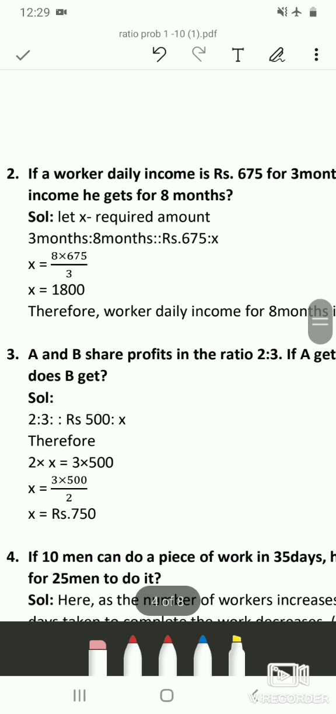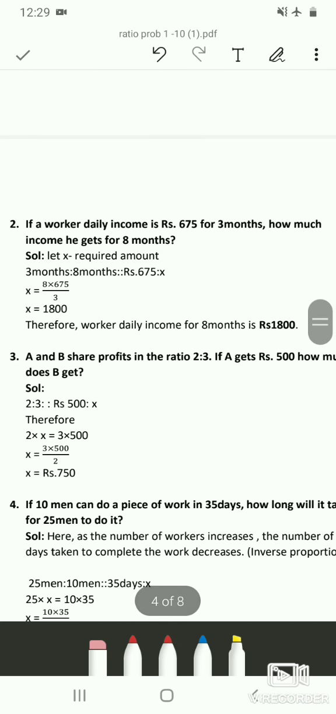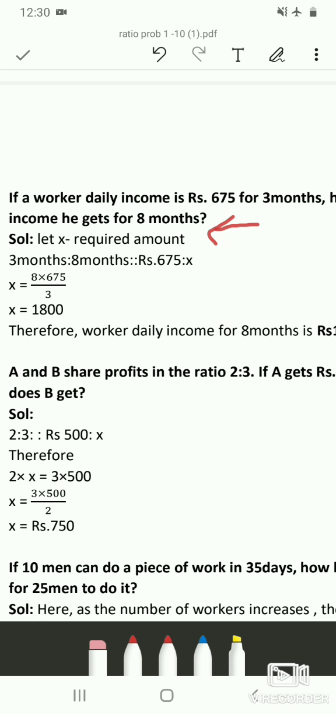So let's see the second problem. The question is, if a worker's daily income is rupees 675 for 3 months, how much income he gets for 8 months? So even this is an example of direct proportion. So let x be the required amount, that is his income for 8 months. So since it is a direct proportion, we'll write the given quantities in the antecedent part. So we know 3 months and the amount he gets is rupees 675.